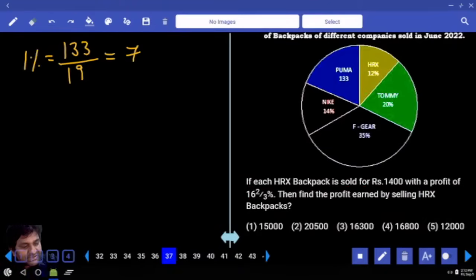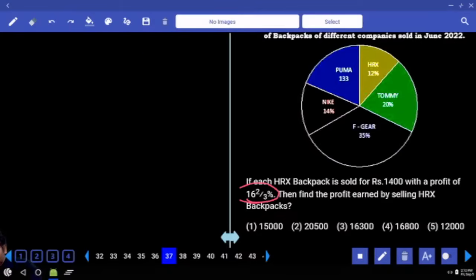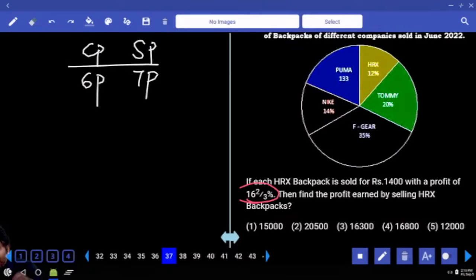If each HRX backpack is sold for 1400 with a profit of 16.2 by 3 percentage, then find the profit earned by selling HRX backpacks. 16.2 by 3%. Fractional form, 1 by 6. If 1/6 is profit, take cost price is equal to 6 parts, then selling price will be 7 parts. Profit is 1 part. Clear?